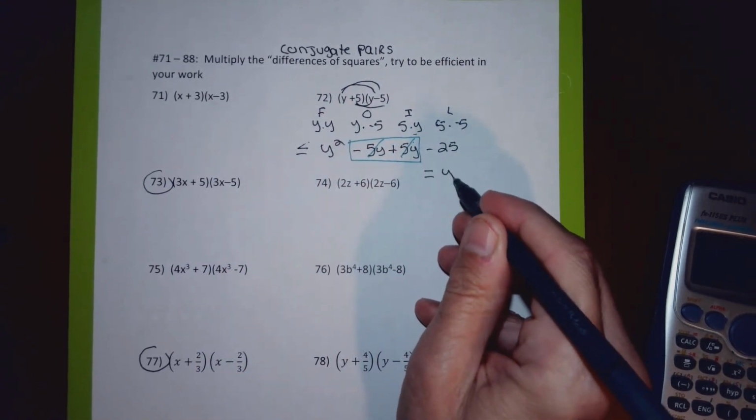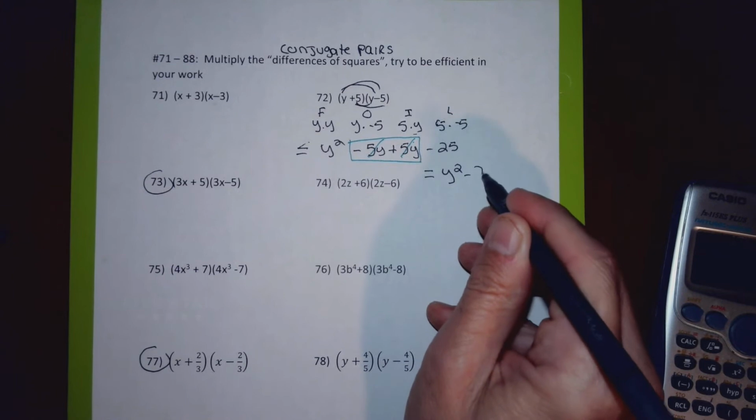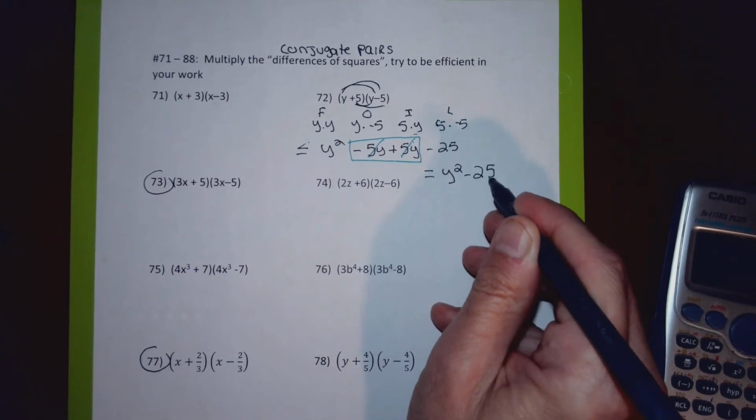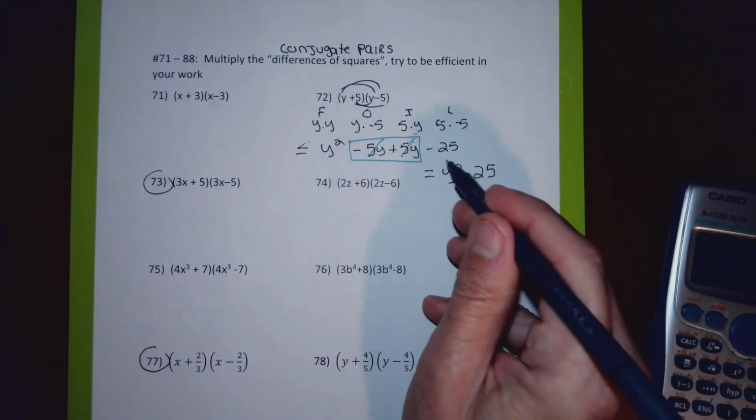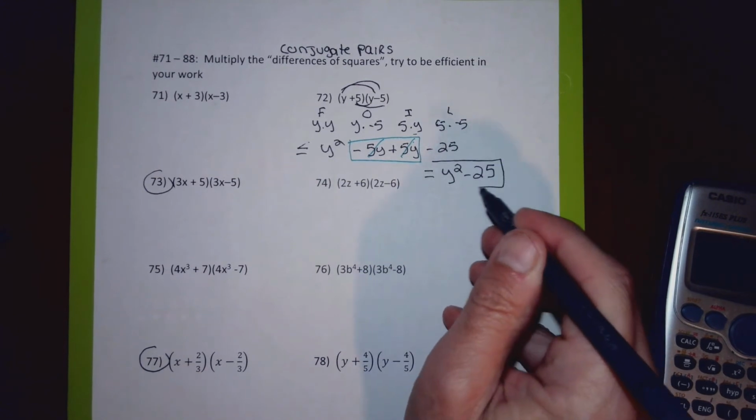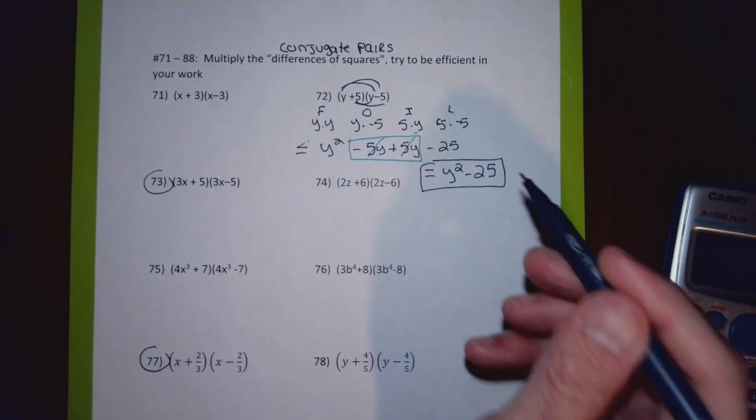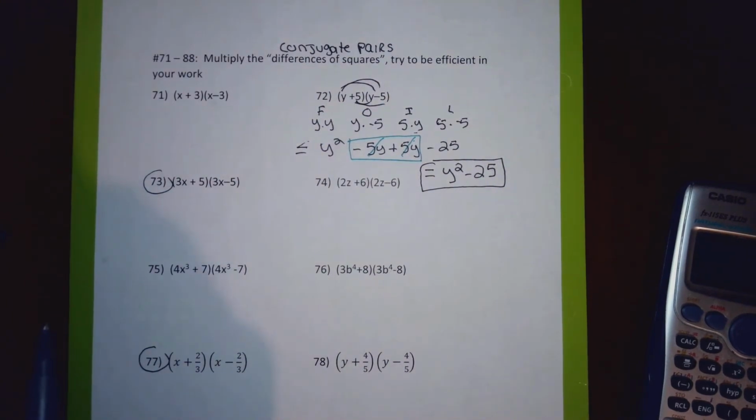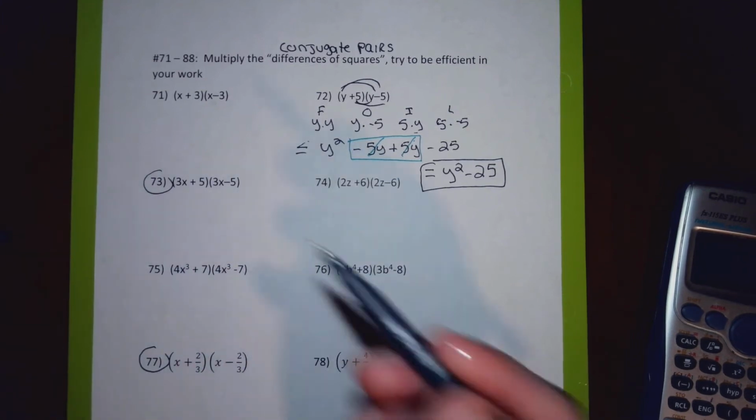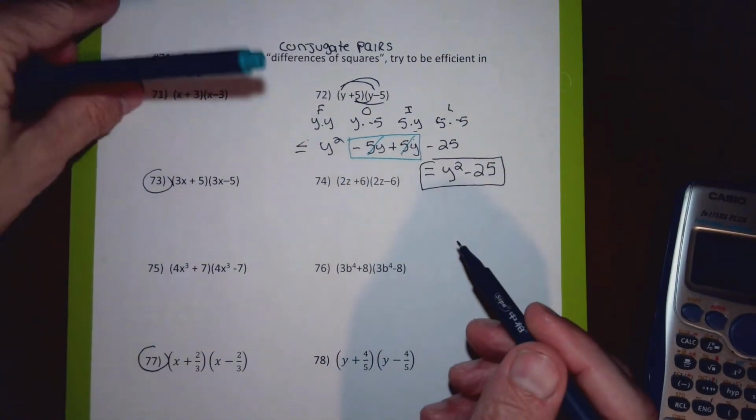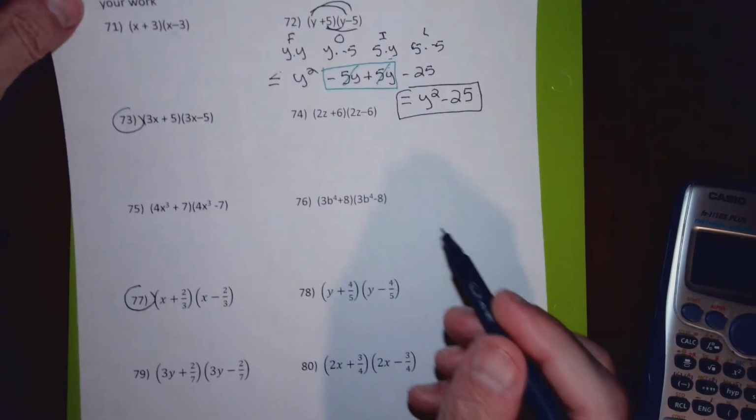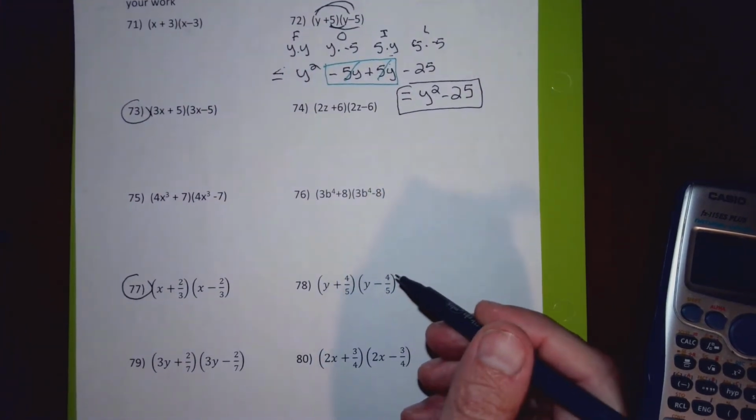For an answer, I'm just going to get y squared minus 25. Your answer when you're multiplying conjugate pairs or differences of squares is always just going to be a binomial. The multiplication, if you do it all, gives you 4 terms, but you only get 2 terms in your answer. I should have done 74, but it doesn't matter. I'll skip 74 and go down to this ugliness of 78.